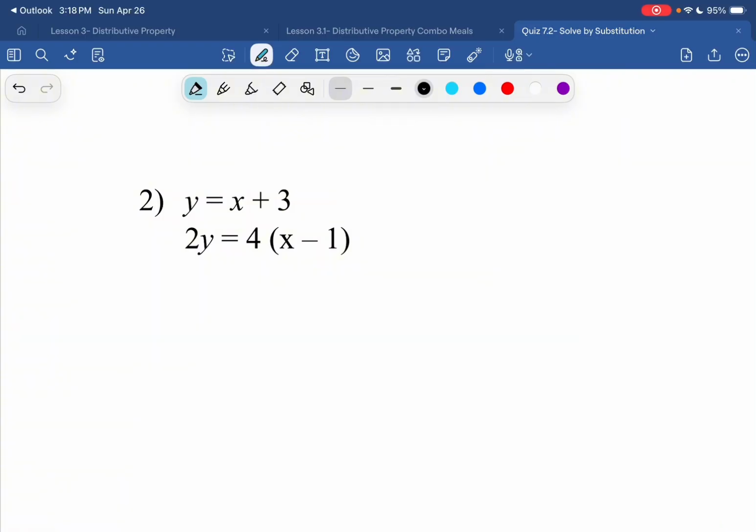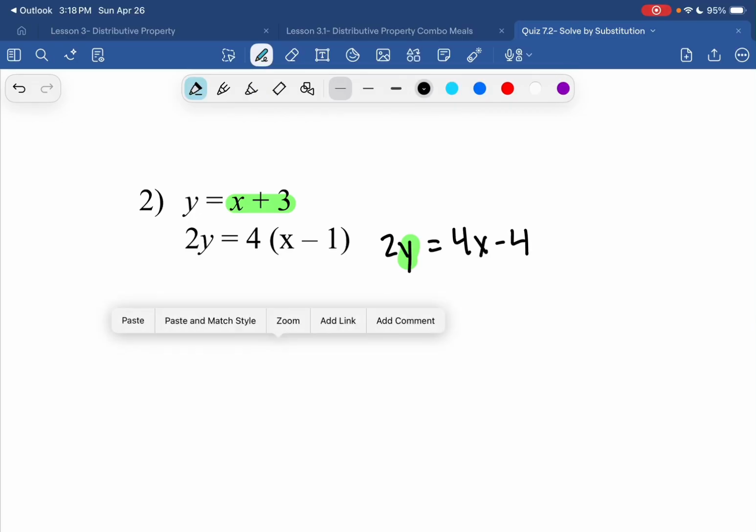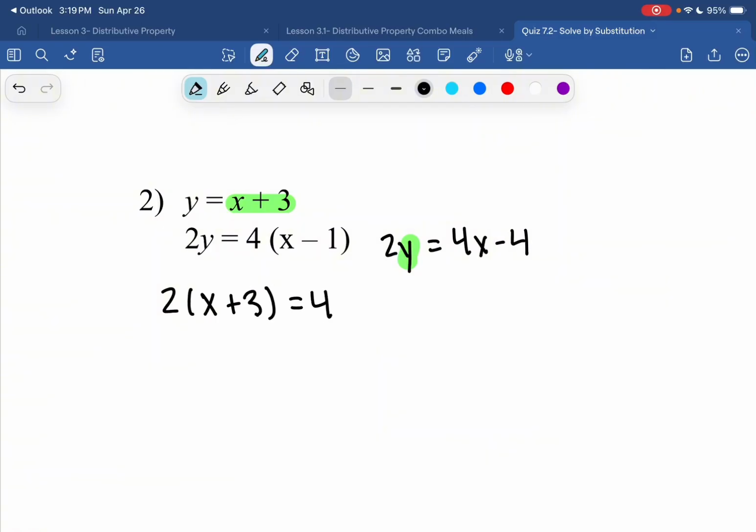So I'm going to share 4 to all terms inside the parentheses. So I now have 2x or 2y equals 4x minus 4. Okay, and I'm going to plug in x plus 3 for y. I'm going to rewrite. So now I'm going to have 2 times the value of y, which is x plus 3, equals 4x minus 4.